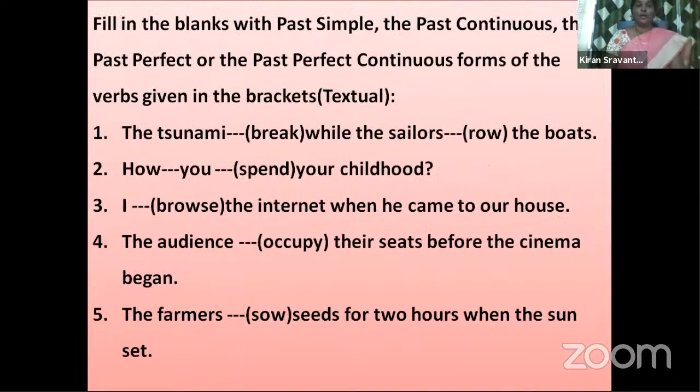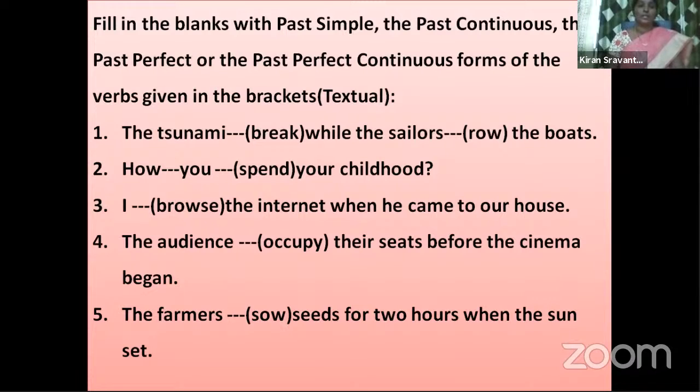And coming to the last, the textual exercise: fill in the blanks with the past simple, the past continuous, the past perfect, or the past perfect continuous forms of the verbs given in brackets. So the tsunami, in brackets the verb break, while the sailors row the boats. Here you find two types of actions. One was the completed action, and the other action refers to the continuous action. So when you think carefully, the tsunami broke while the sailors were rowing the boats.